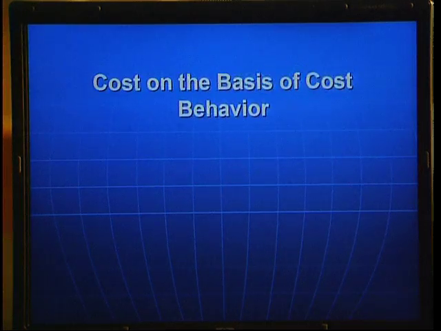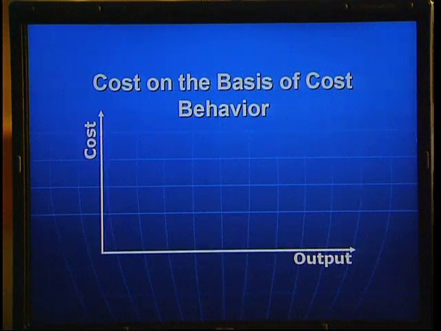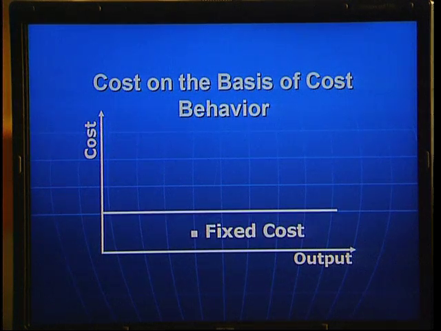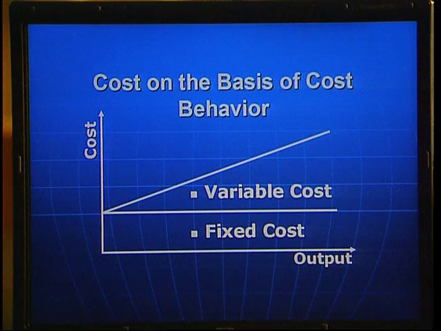Dear students, you already know that there are some underlying assumptions for the CVP analysis. One of the assumptions of CVP analysis is that cost is classified into cost according to cost behavior, that is fixed cost and variable cost. Fixed cost remains same with the change in the level of output. However, variable cost changes with the change in the level of output.